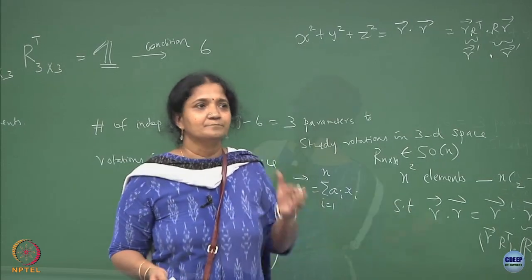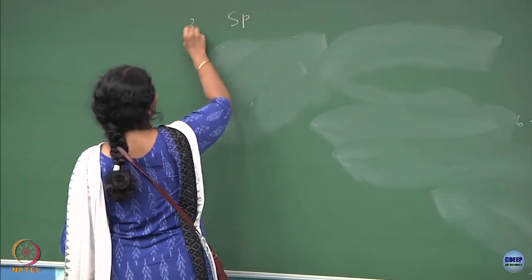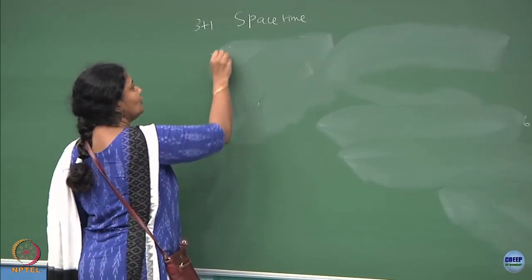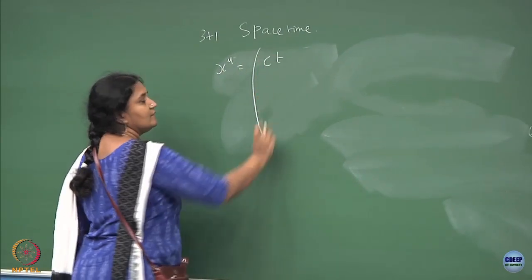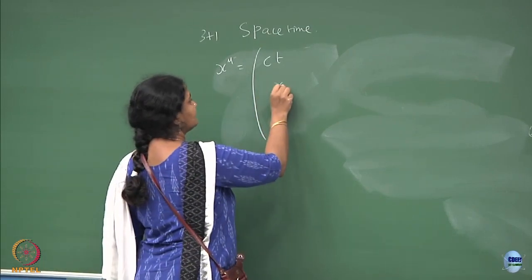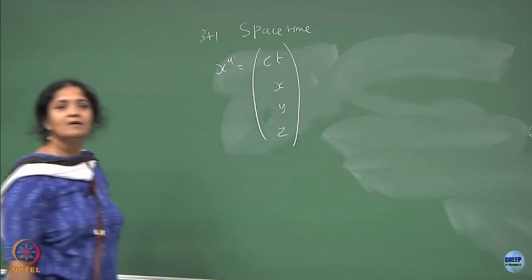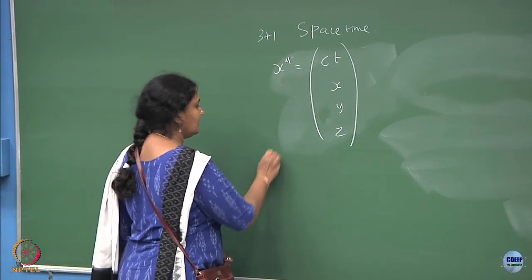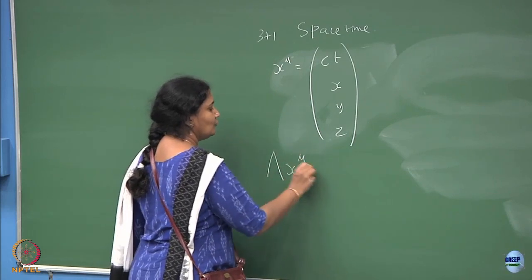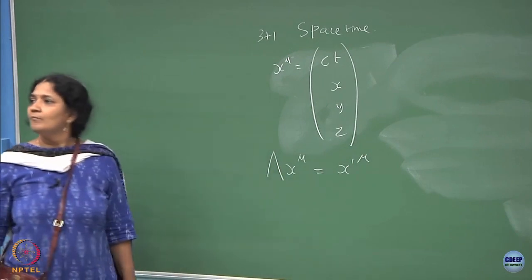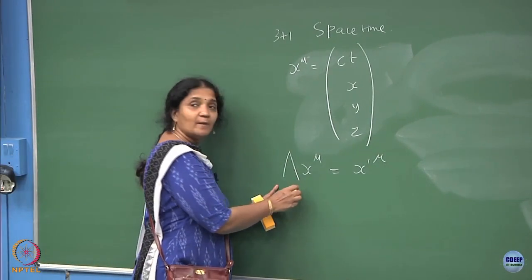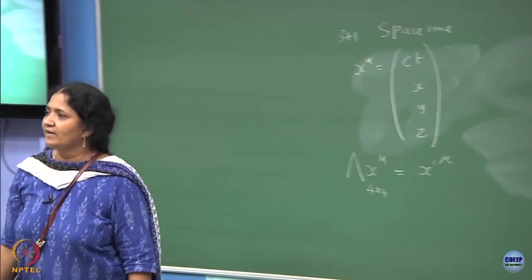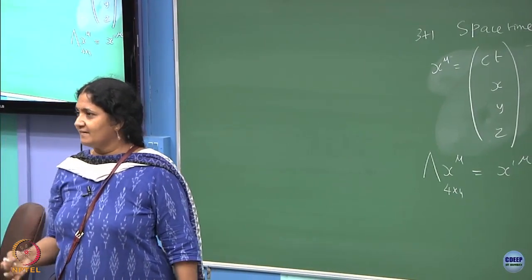Now I am going to do it for space time. So space time means what? Let me look at 3 plus 1 dimensional space time. We write x mu. By x mu I mean ct, x, y and z. This is the meaning of the 4 dimensional, still a real vector space, right? And I will do a transformation which I call lambda that acts on x mu to give me an x prime mu. And what is the dimension of these matrices? 4 cross 4. 4 cross 4 matrices acting on x mu will give you a new space time vector.